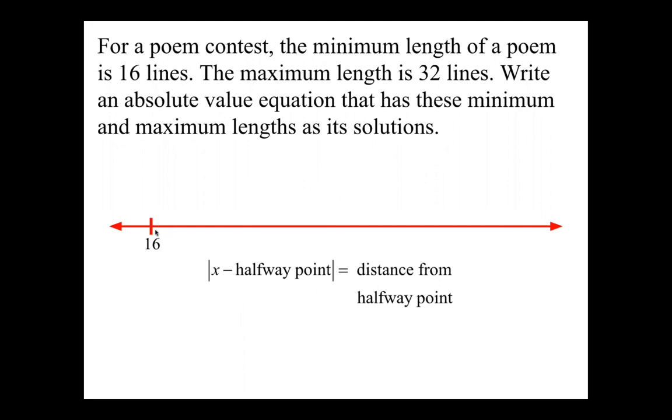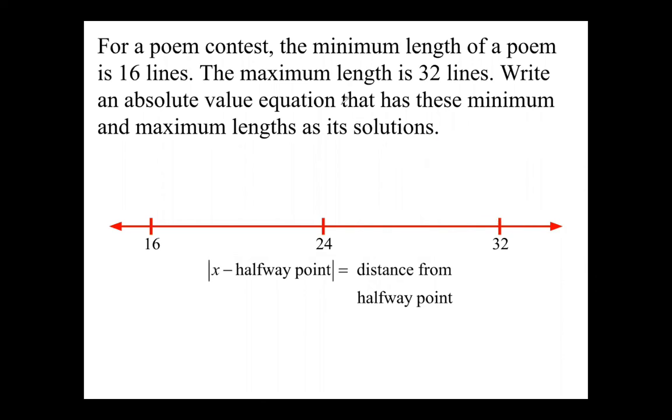Plot our minimum value, which as we identified earlier is 16, and plot our maximum value, which is 32. Now you can go ahead and take the mean of these two values to find the halfway point. So to do that, you would just do 16 plus 32 divided by 2, and you would find out that it is 24. So 16 plus 32 would equal 48, and 48 divided by 2 would equal 24. So you would write that as your midpoint value.